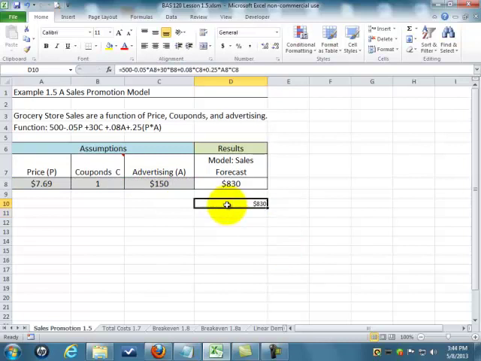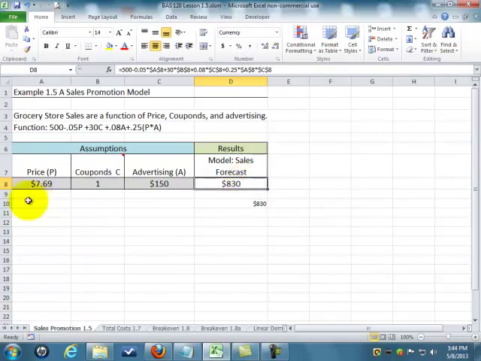Now, in this function, it's not critical that I lock in the cells, but I like to get in the habit if I don't want them floating around. You can do that with the F4 function, so that locks that cell. I'm going to do that for each one of these. And there you see I get my 830.